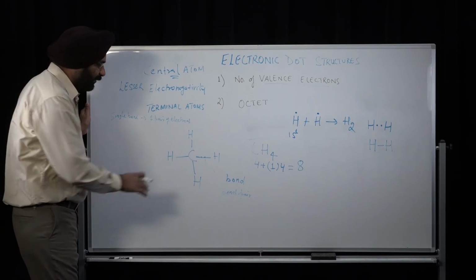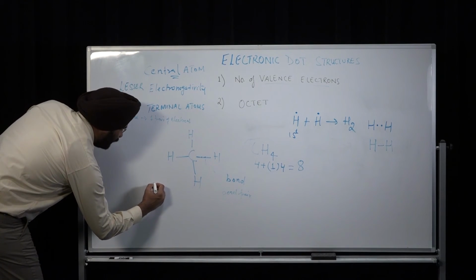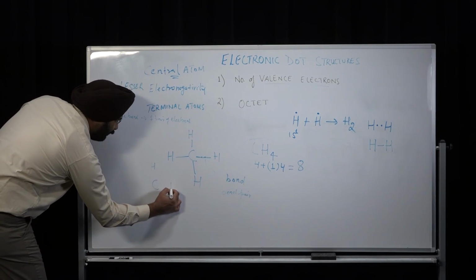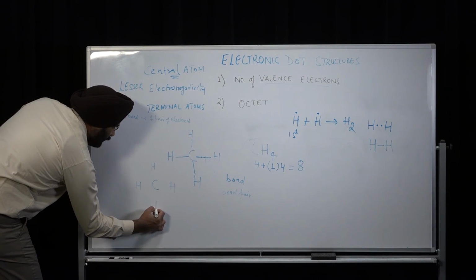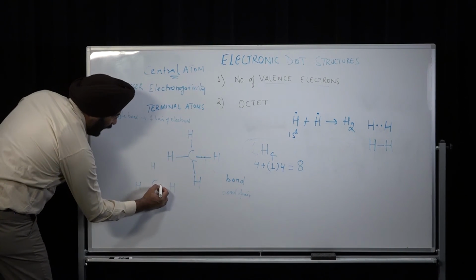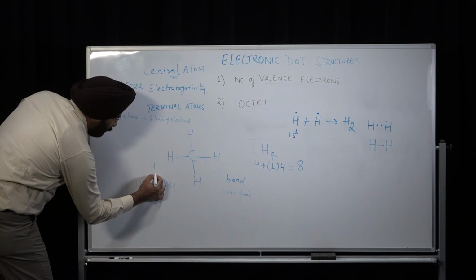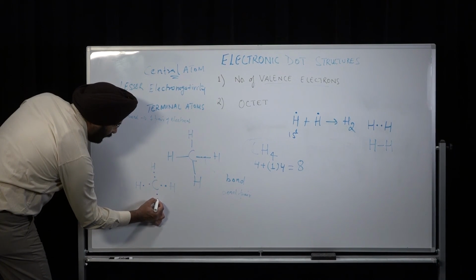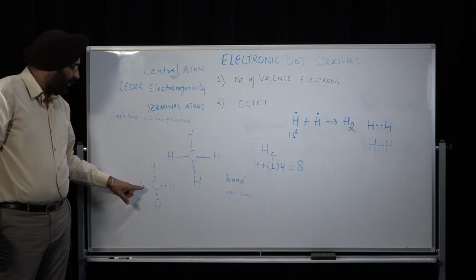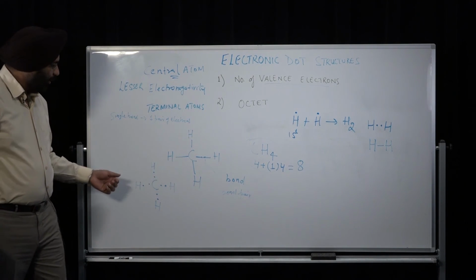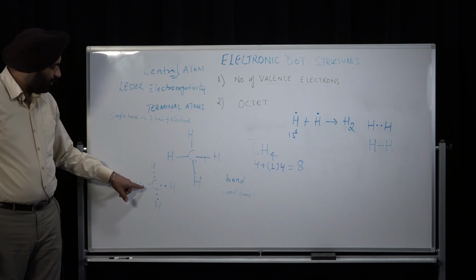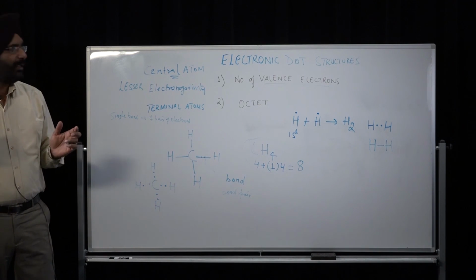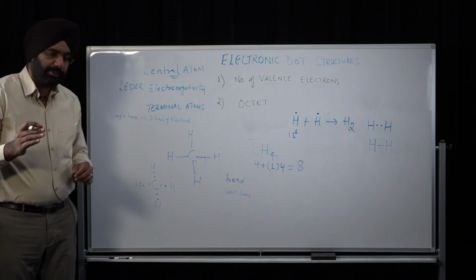I can also show this electronic dot structure in the form of electron pairs rather than the lines. How? You can put 4 hydrogen atoms around the carbon atom and have the electrons in between carbon and hydrogen, one bond pair. There were 8 valence electrons, and you can see here 2, 4, 6 and 8 valence electrons. So this is an electronic dot structure for methane.